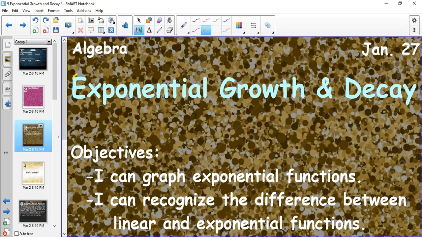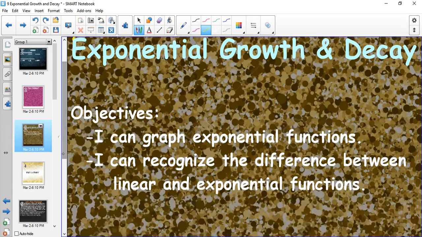There are two main things that we are going to learn by the end of the lesson. The first thing is that you can graph exponential functions, so knowing what a graph of an exponential function looks like. And the second thing is knowing the difference between exponential functions and linear functions. We've already learned what a linear function looks like, but now we're going to talk about the difference between the two. Okay, so hopefully by the end of the lesson, we will have covered both of those things.